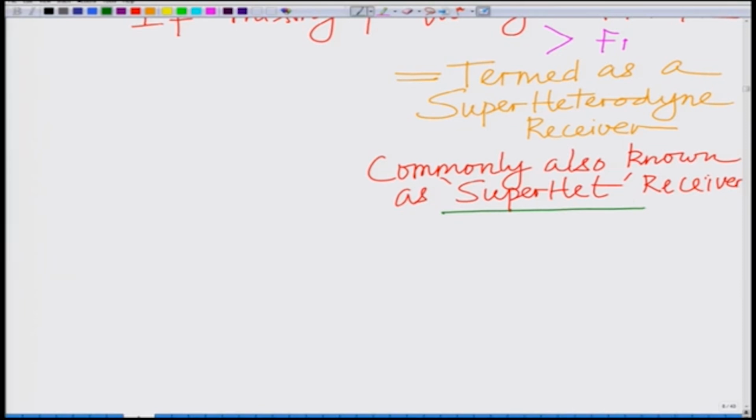So, if the mixing frequency is less than f1, that is f1 minus f2, where f2 is the intermediate frequency, it is known as a heterodyne, and if the mixing frequency is f1 plus f2, which is greater than the incoming frequency f1, it is termed as a super heterodyne. And super heterodyne is a very important principle because it significantly simplifies the processing of the incoming modulated message signal, and this has revolutionized the design of sophisticated communication systems.